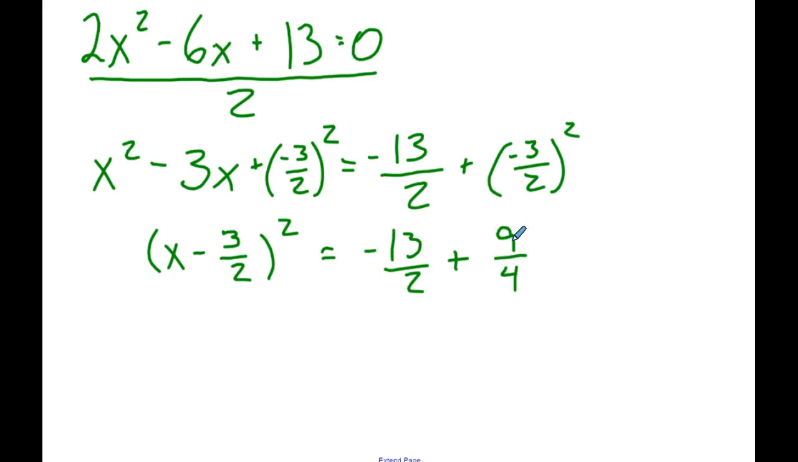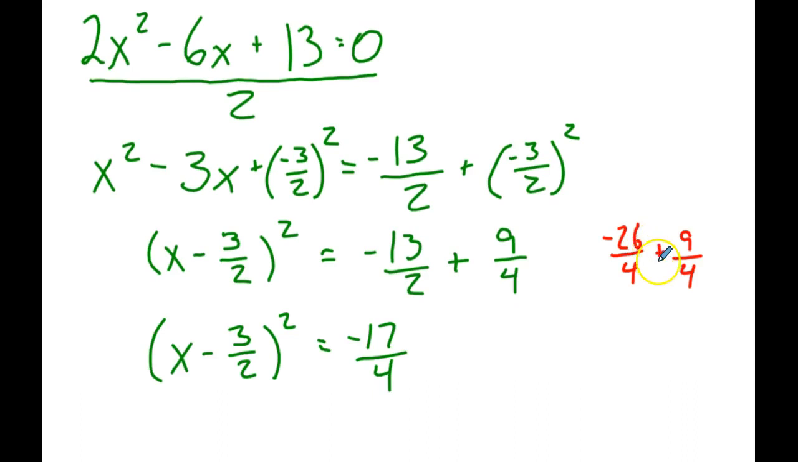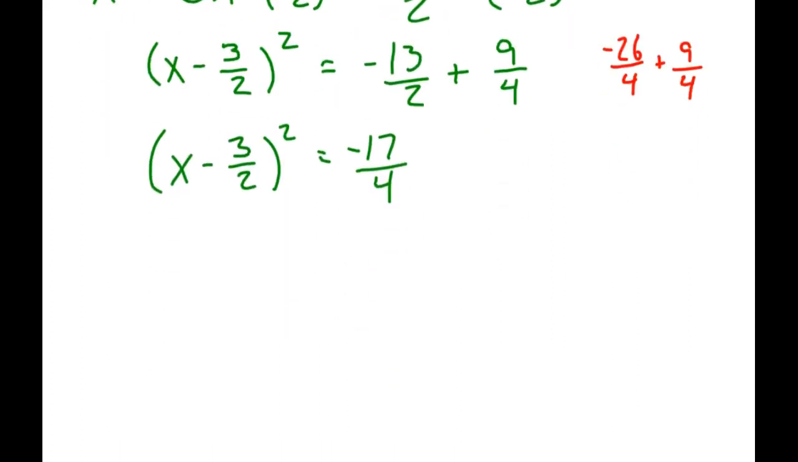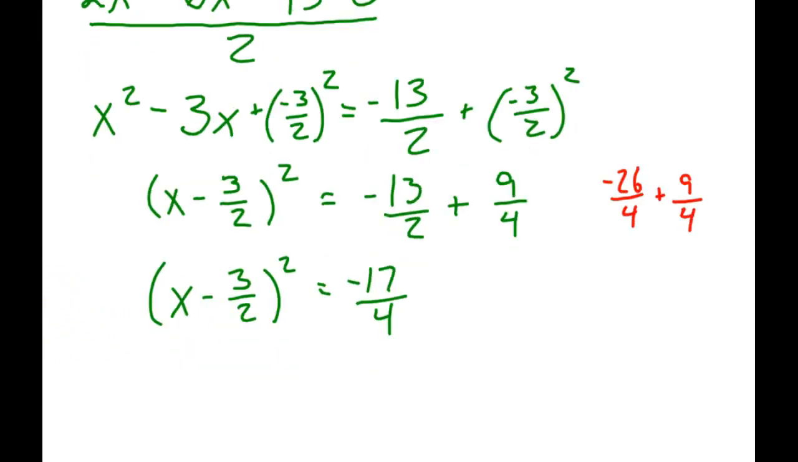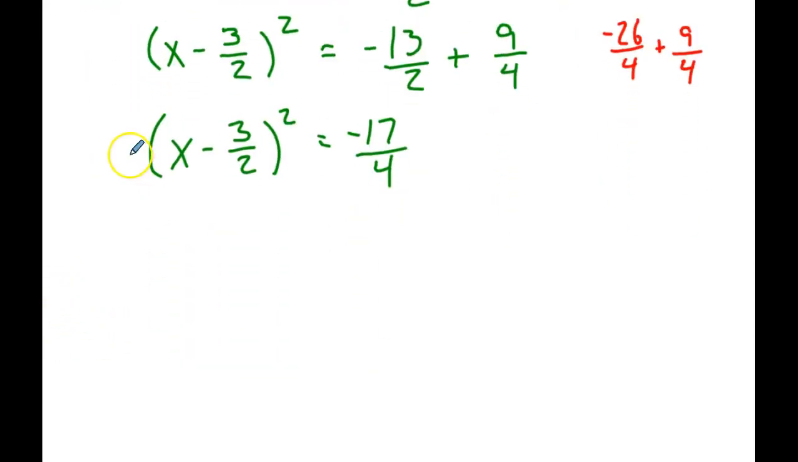Now on the right side, since we just have two constants being added, we could add those together by getting a common denominator. Our common denominator in this case would be 4, so we could rewrite this as negative 26 over 4 plus 9 over 4, which simplifies to negative 17 over 4. Now we have to go through and solve to get x isolated by itself. So if this is a quantity squared on the left side of the equation, we would have to take the square root of both sides.